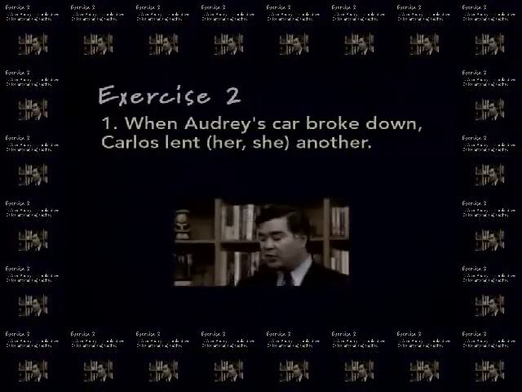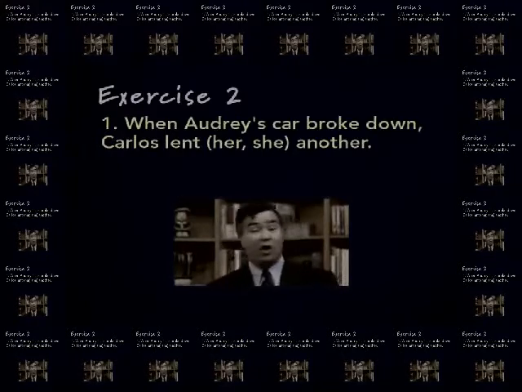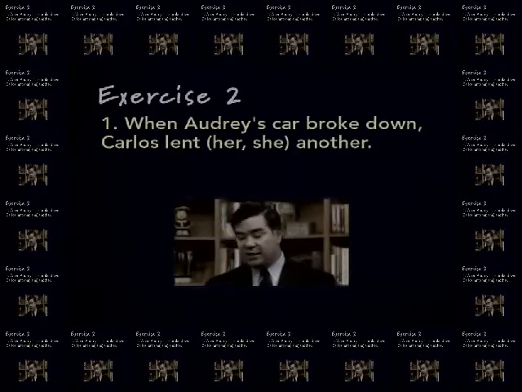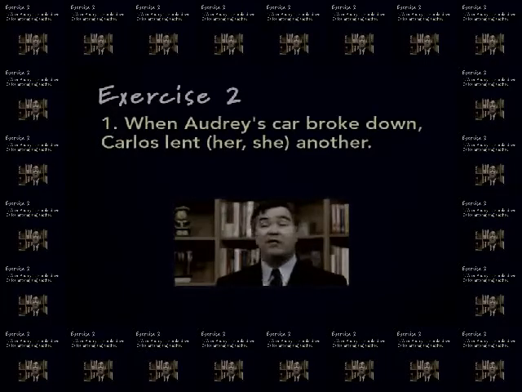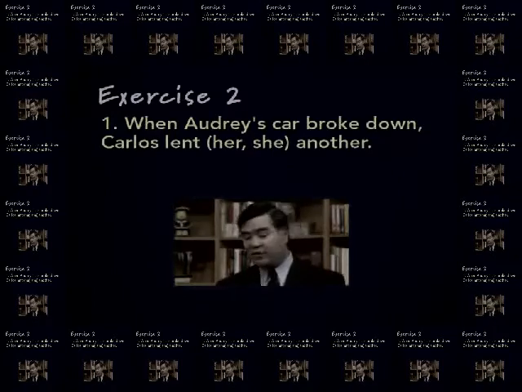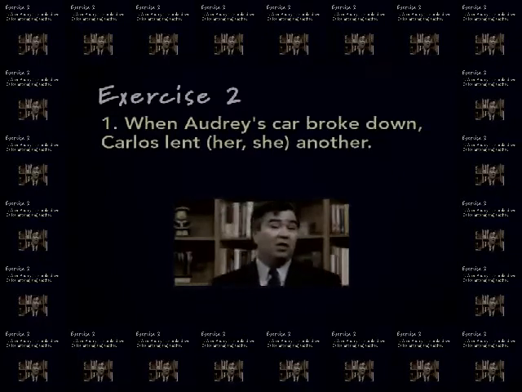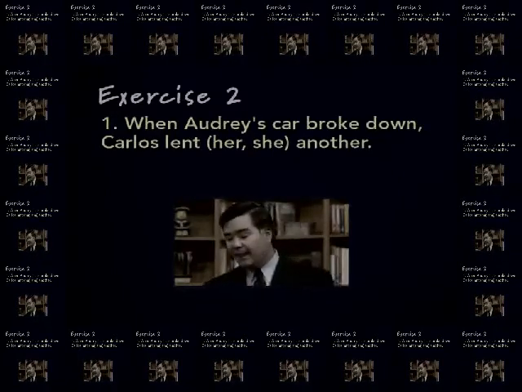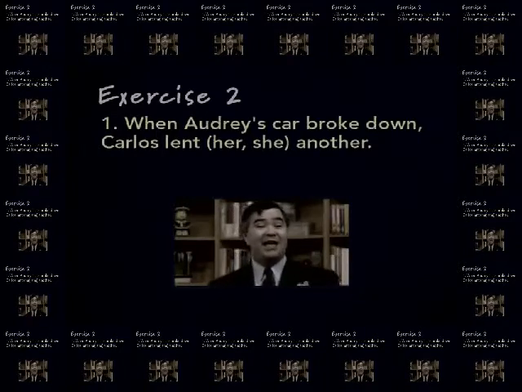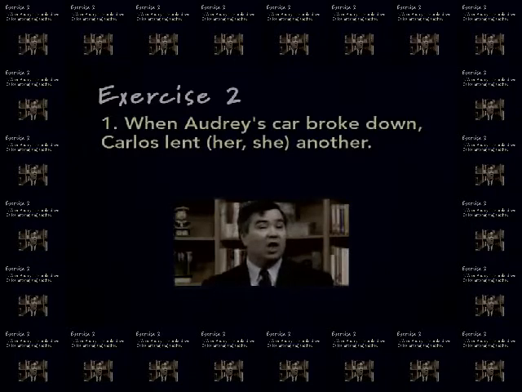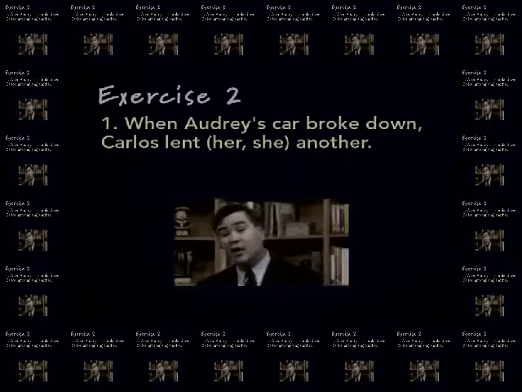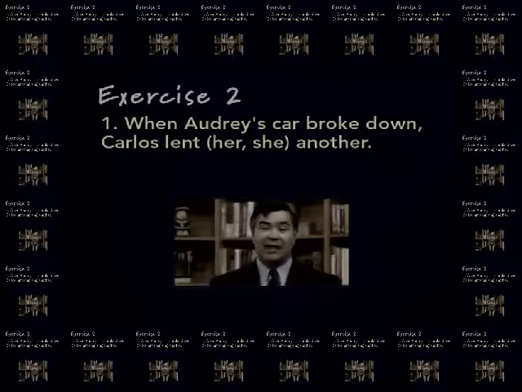When Audrey's car broke down, Carlos lent her or she another. Now, the personal pronoun in this case is being used in what fashion? What role is it playing in the sentence? Is it the subject of the verb, for example? No, Carlos is the subject of the verb lent. Instead, the personal pronoun that's missing here is an indirect object. Carlos lent what? He lent another, meaning another car. So another is the direct object of the verb lent.